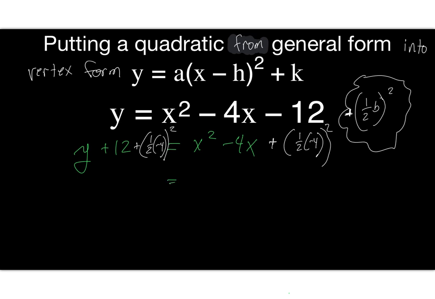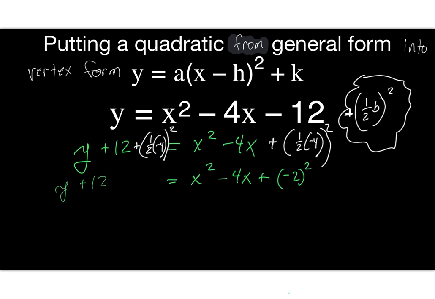On the right side, I'm going to leave it as x squared minus 4x plus, that's negative 2 squared. This is negative 2. One half times negative 4 is negative 2. And I'm going to leave it like that on purpose. On the other side, though, I'm going to simplify. It'll be y plus 12 plus, and you say, all right, well, what is, this is the same thing.